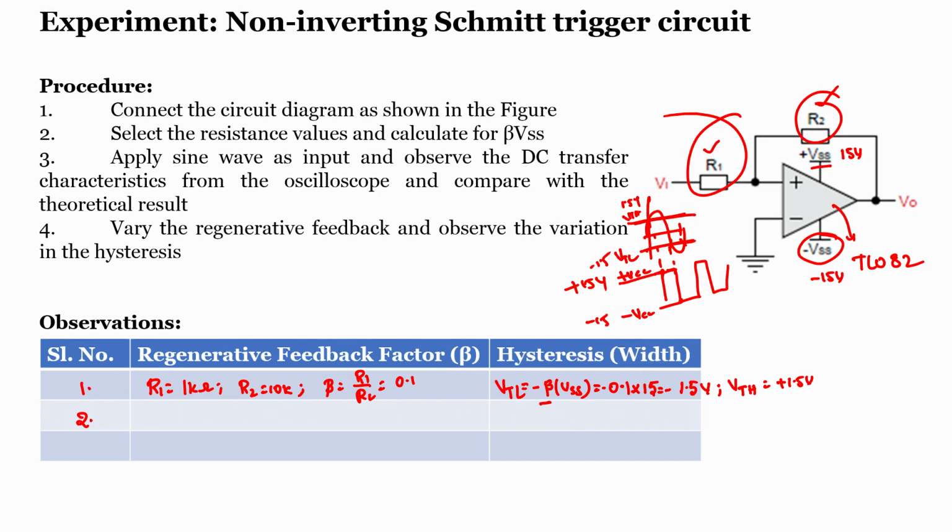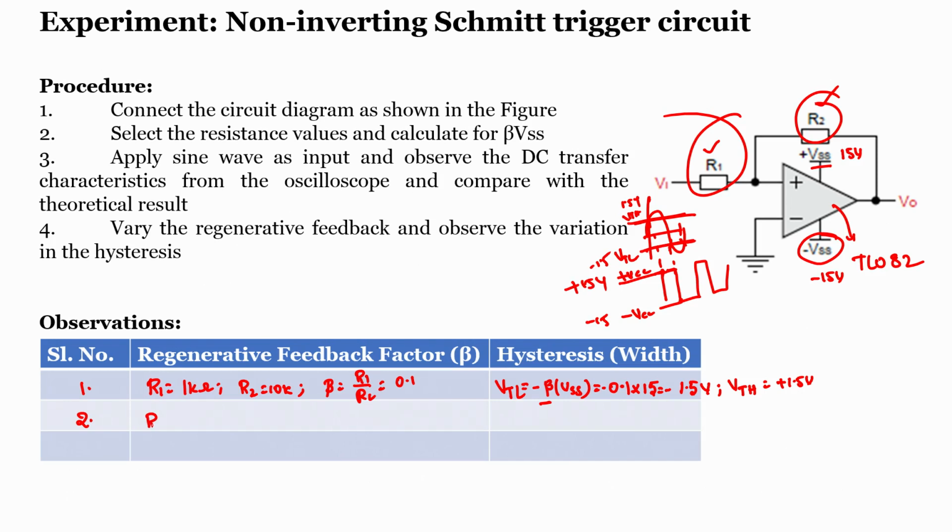Once we calculate our lower threshold and higher threshold value, we will do the simulation by considering the same resistance, connecting them the same way as we have seen in the circuit, and we will compare the theoretical and simulation. Once both are done, we will also look into the experimental part. So, all three will be compared and we will finish this experiment.